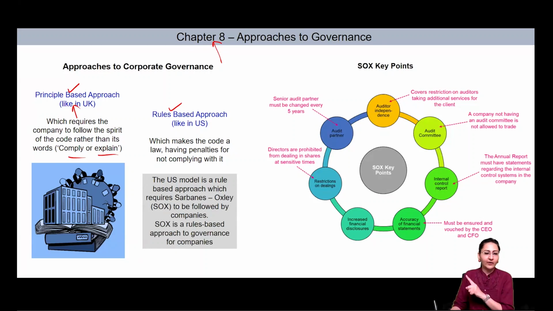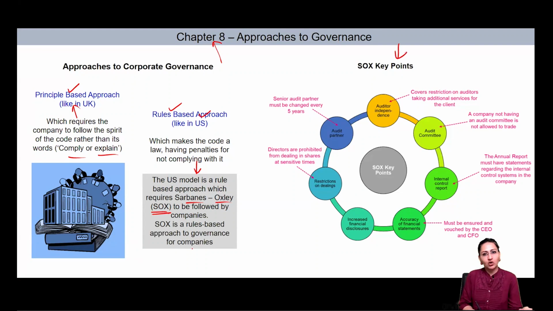Either you comply with the approach of corporate governance, and if you are not complying with it, explain why you are not complying with it. That means the entities have to explain if they do not comply with the corporate governance guidelines. But when it is rule-based approach, it has to be followed. If you do not follow, there is a penalty for it. Now, under the US model, what rule-based approach of corporate governance is used? It's the SOX approach, Sarbanes-Oxley approach.